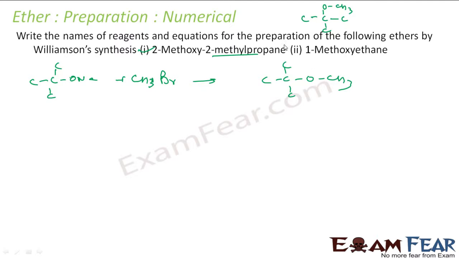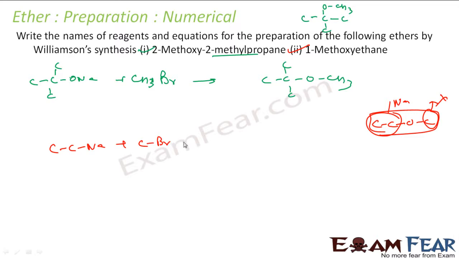Let's see the other one in red. 1-methoxyethane. Let me first draw methoxyethane. So I have ethane, and then I have a methoxy. This is the one I have to form. It's pretty easy actually. The bigger one I'll take with Na and the smaller one I'll take with some halide. So I'll get something like this: Na plus CBr, I get this with Br.